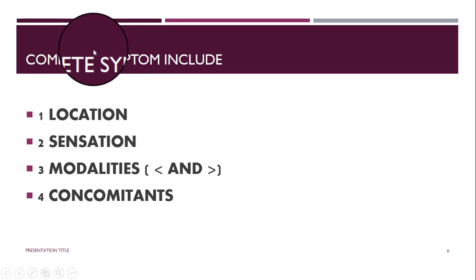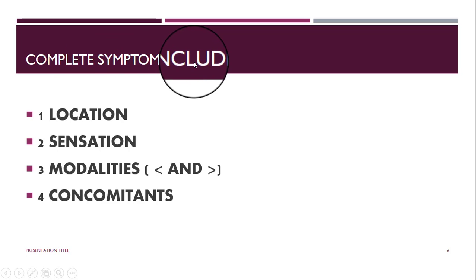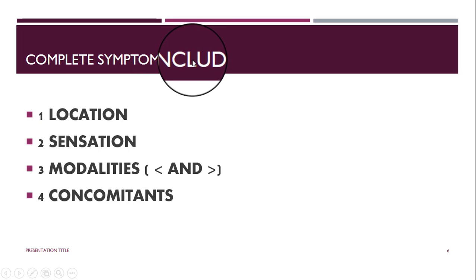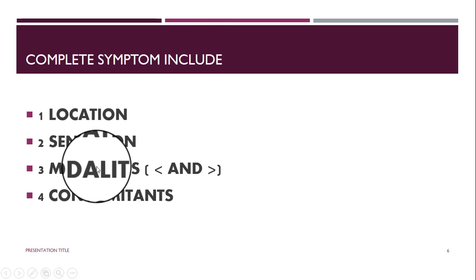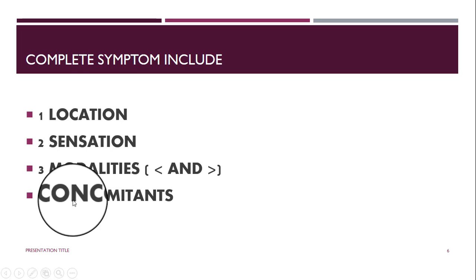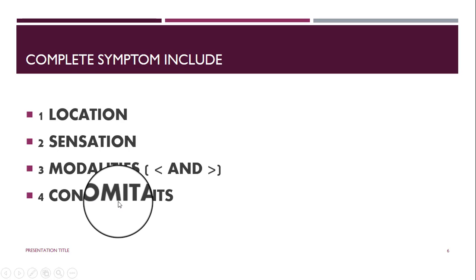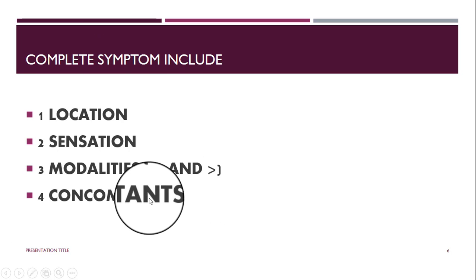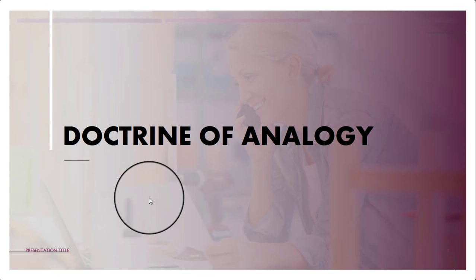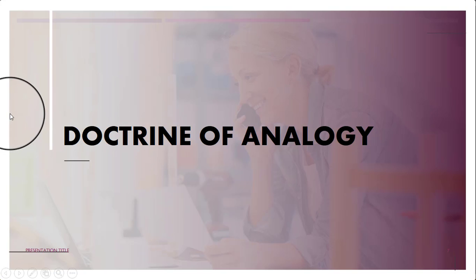And his complete symptoms include the following. As you can see here on the screen, the complete symptoms of Dr. Bonning-Hassan include location, sensation, modality, that is what are the aggravating factors and what are the ameliorating factors, and the last one was the concomitants. So the complete symptoms include these particular types of symptoms. And the following fundamental concepts form the bedrock of his Therapeutic Pocket Book, that is, the first one was the doctrine of analogy.